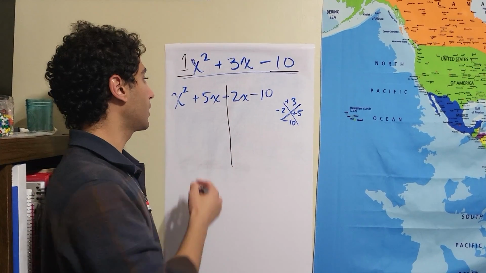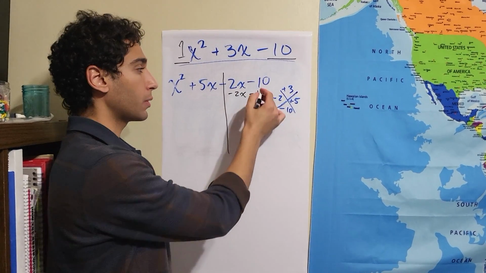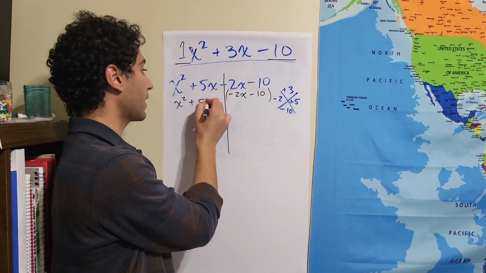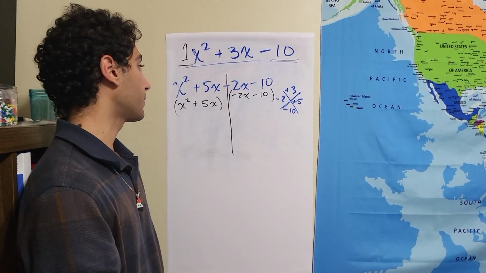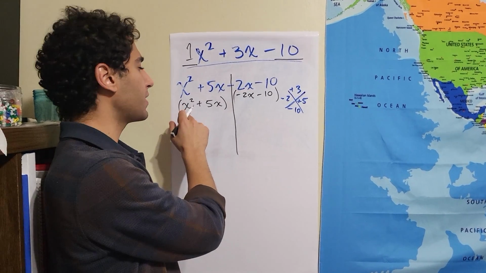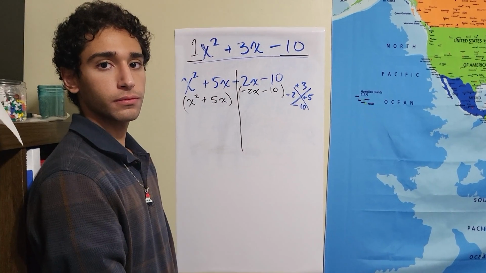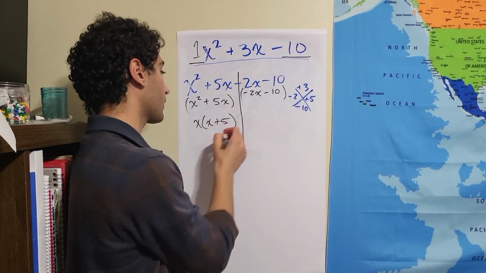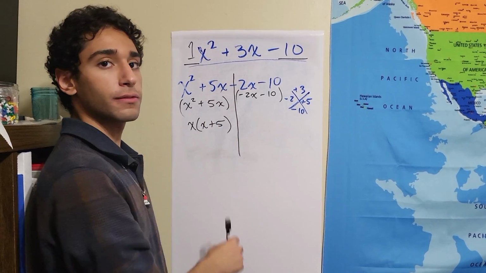Draw a line in there. Now, this is still negative 2x minus 10, but I'm going to put them all in parentheses. This is still x squared plus 5x, parentheses by themselves. Split them up, group them together. Now, what you want to do is actually factor. What's a common factor between x squared and 5x? Something they both have in common. x. Because x times x is x squared. x times 5 is 5x.